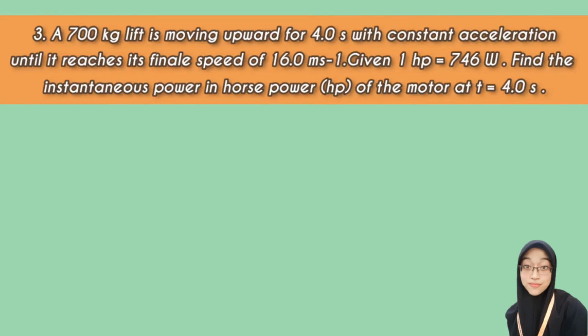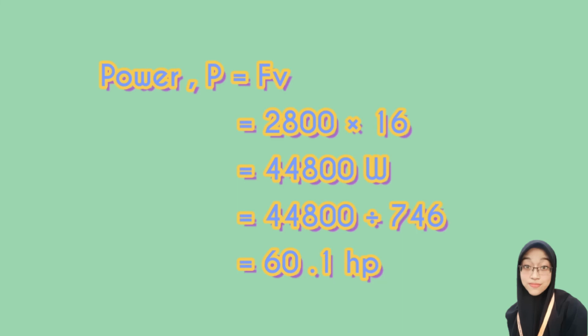For the third question, a 700 kg lift is moving upwards for 4.0 seconds with constant acceleration until it reaches its final speed of 16.0 meters per second, and given 1 horsepower equals to 746 watts. Find the instantaneous power in horsepower HP of the motor at t equals to 4.0 seconds. To solve this question, we need to use the power formula, which is P equals to Fv, and substitute the value of F and v, and we get the answer of power, which is 60.1 horsepower.